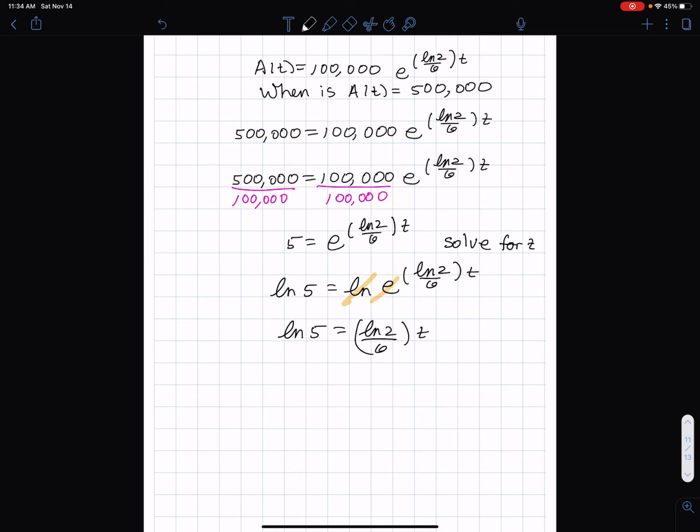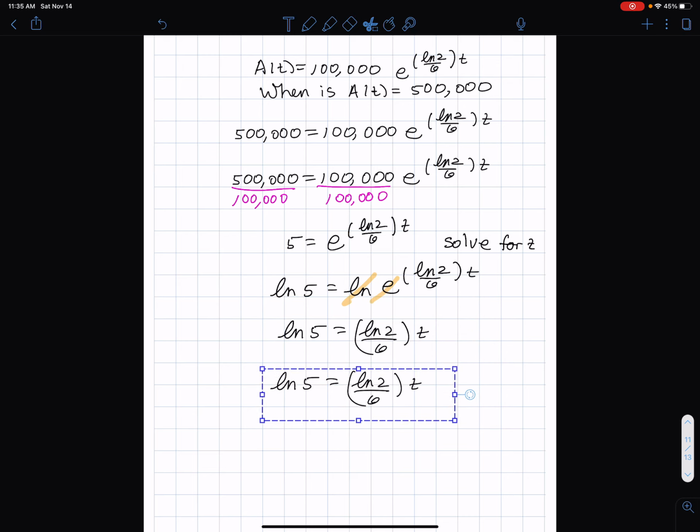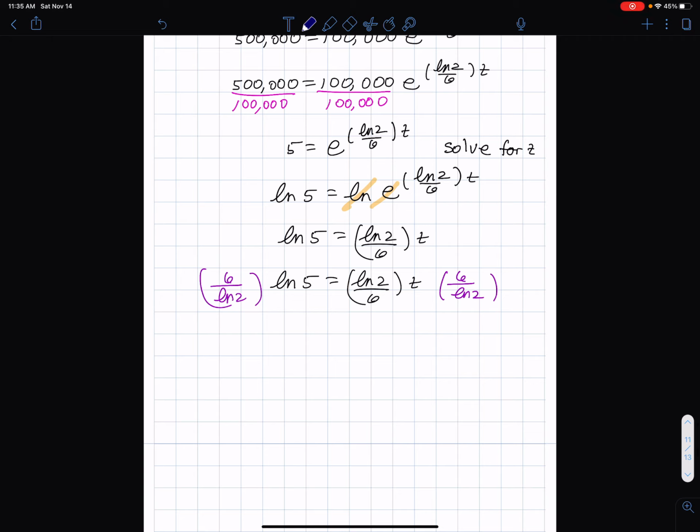Still trying to solve for t, so what I'll do now is multiply both sides. Let me just show it. I'll pick a different color. I'll multiply by the reciprocal of ln 2 over 6, which is 6 over ln 2. I'll do that on both sides. And so I get that 6 ln 5 divided by ln 2 is equal to t.